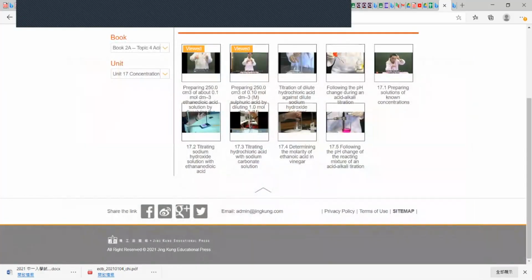Now we come to the titration. We try to end this lecture today by taking a look at the titration. Now try to think of the whole thing, in case we are going to do the titration.